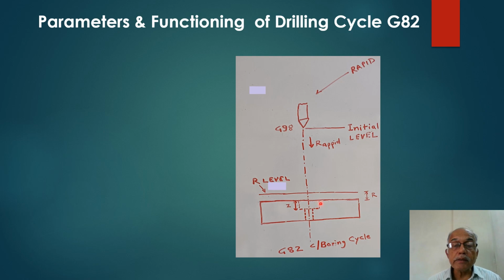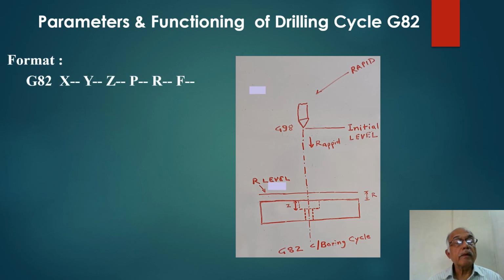In this sketch, this is a counter boring operation. The depth of this counter bore is specified as Z. So we'll now see the parameters of the cycle. Drilling cycle G82 is a single line program.